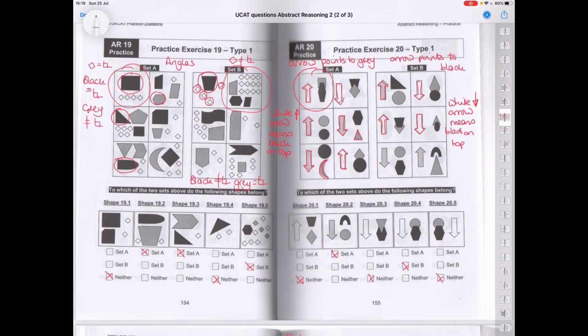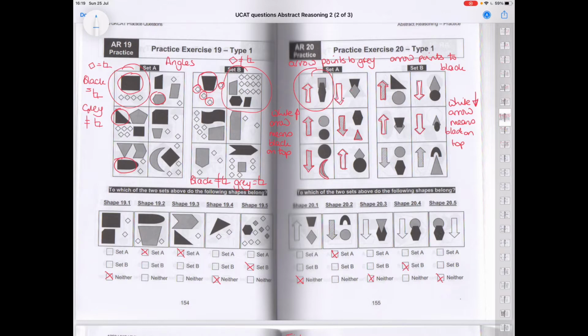In exercise 19, this is to do with angles. So the big black object is the key object, and the number of diamonds in set A relates to the number of right angles. Grey objects don't have right angles, so they're not included in the number of diamonds. On the right hand side, we've got a mirrored relationship where the black objects don't have right angles, so this time the diamonds relate to angles that are not right angles, and the grey objects contain right angles.